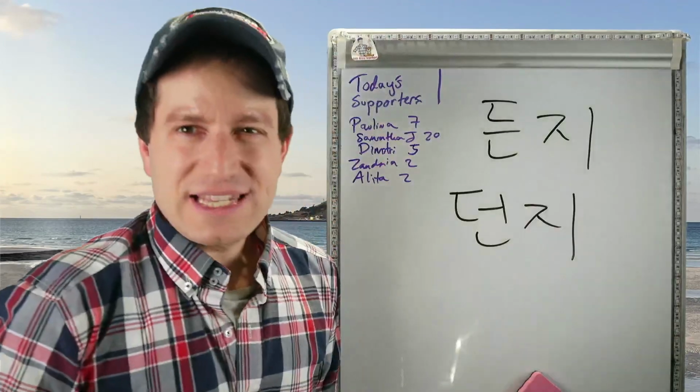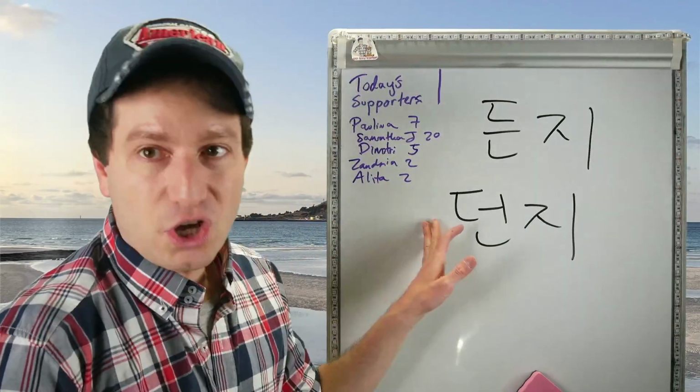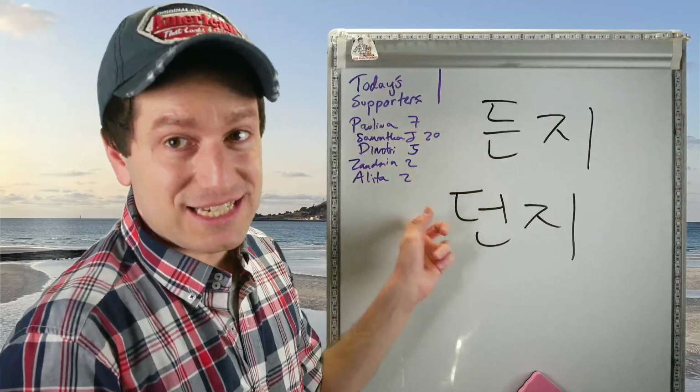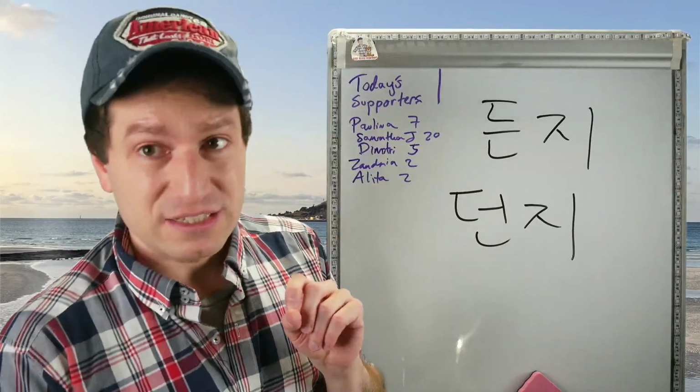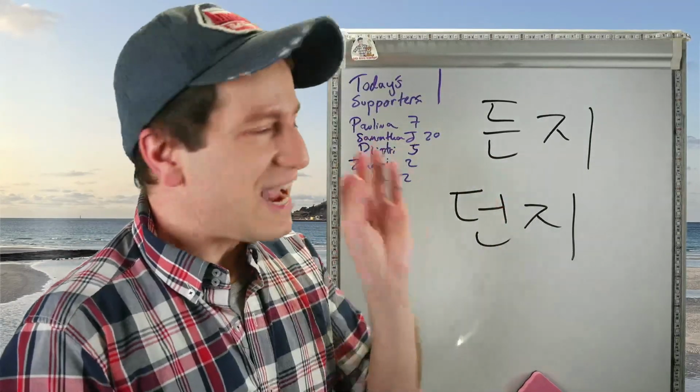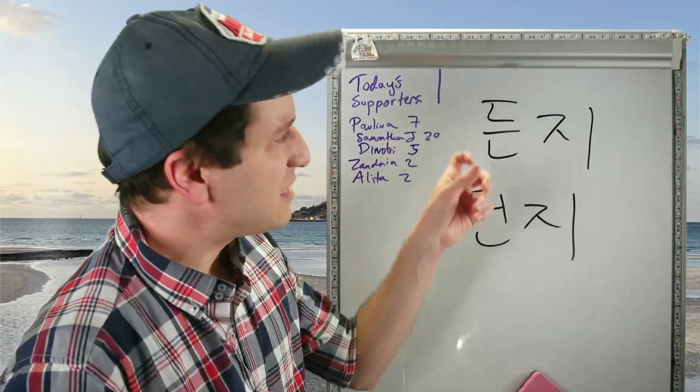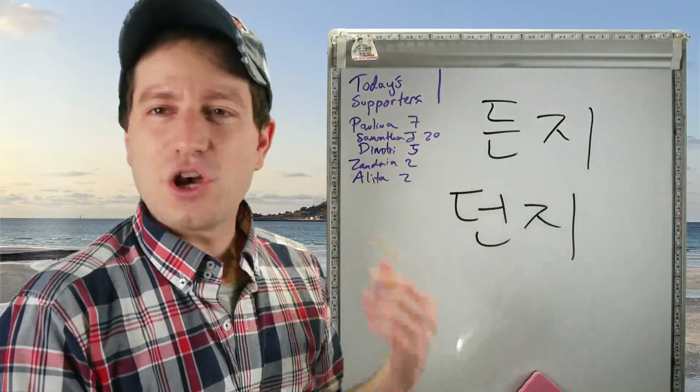One more note, there is a different unrelated form, 던지. This is not 든지, but often gets confused with 든지 because of the sound. So you might hear people pronouncing 든지 as 던지. Just know that it's different. Okay, that's the lesson.